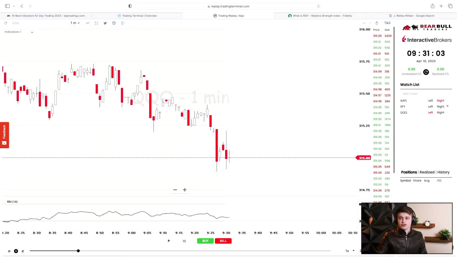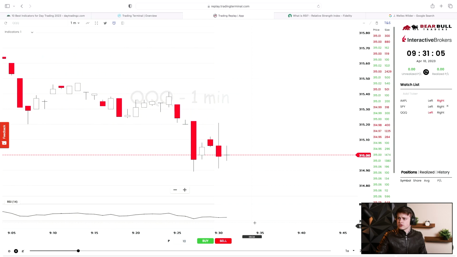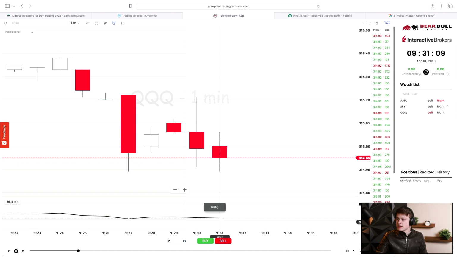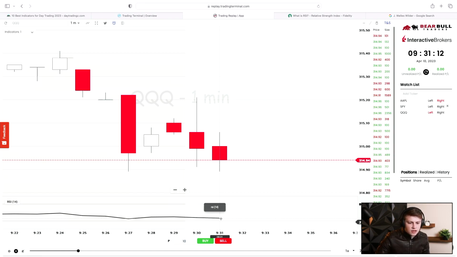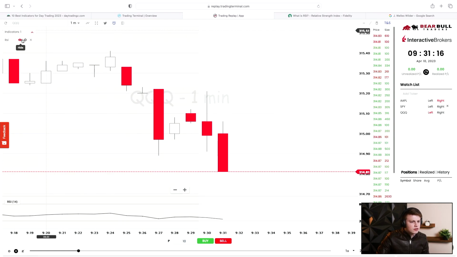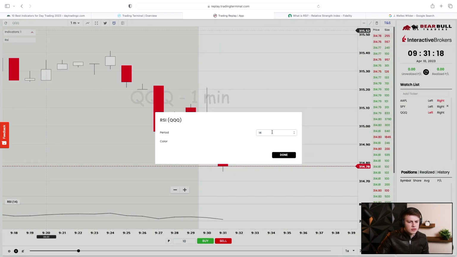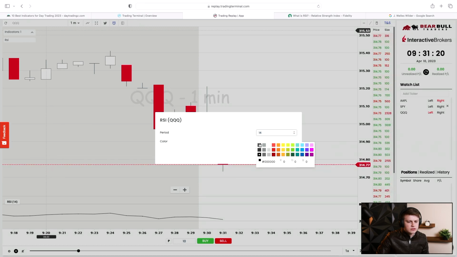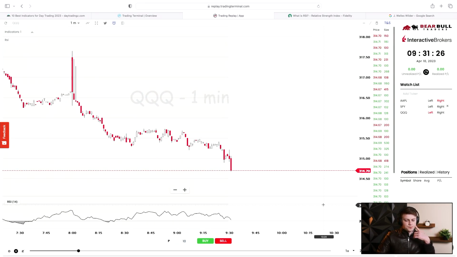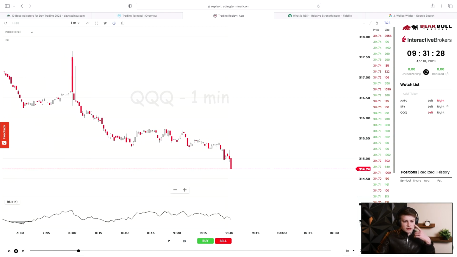RSI hasn't really changed that much. Let's zoom in here again and look really granular. Okay, so RSI is, and what does that say? 14. What does RSI 14 mean? Period, 14 minutes. Yeah, we'll do color. We'll just keep it right there. Cool. So yeah, a lot of selling pressure here. Look at this, RSI is approaching 20. So it's approaching this oversold level.